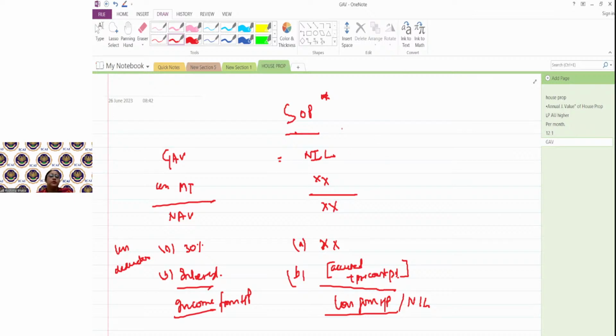So gross annual value for self-occupied property is considered to be nil. There is no deduction for municipal taxes, because from nil, zero, a negative NAV will not result. Standard deduction naturally would not come. The only loss which can be there is from the interest on borrowed capital, and interest similarly has to be calculated for accrued plus pre-construction period.